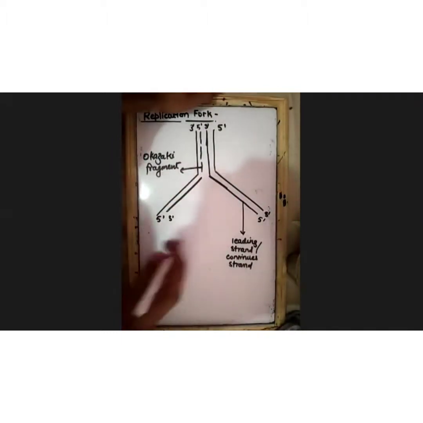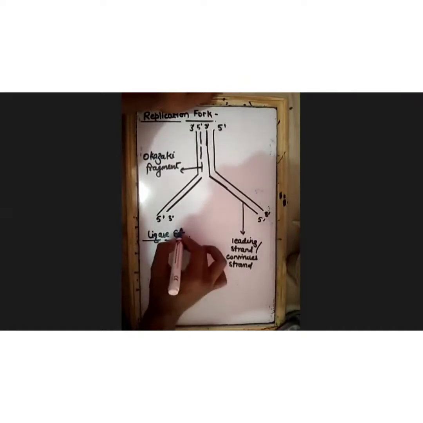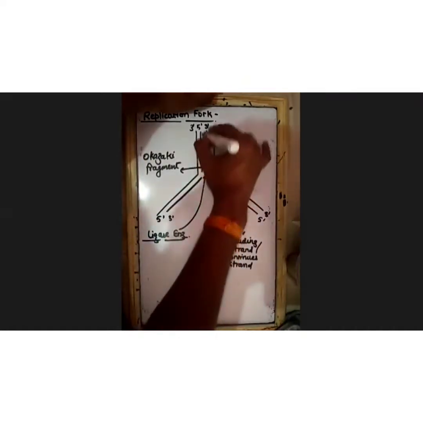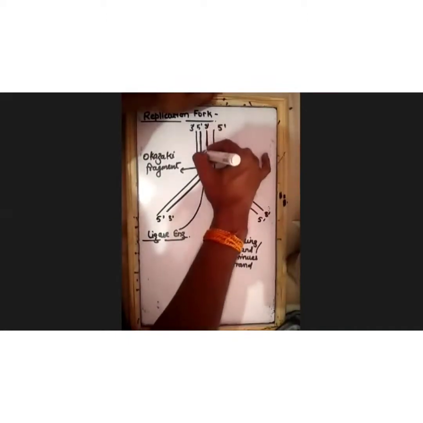Okazaki is basically the name of the scientist who discovered the fragments. Now we have to attach these fragments. So we will use another enzyme, that is the ligase enzyme. Ligase enzyme will add these fragments, and we will get a continuous strand of the DNA.